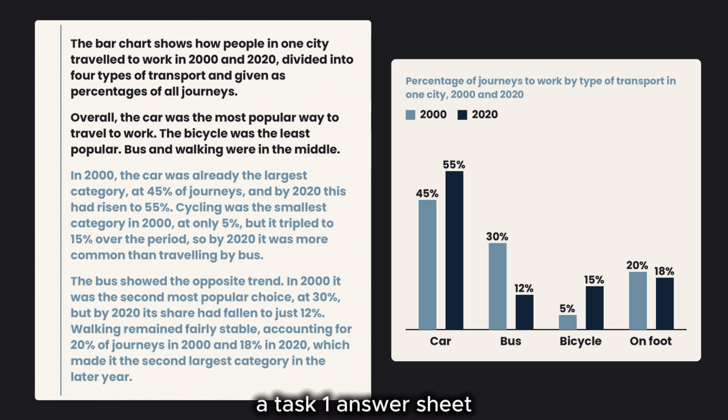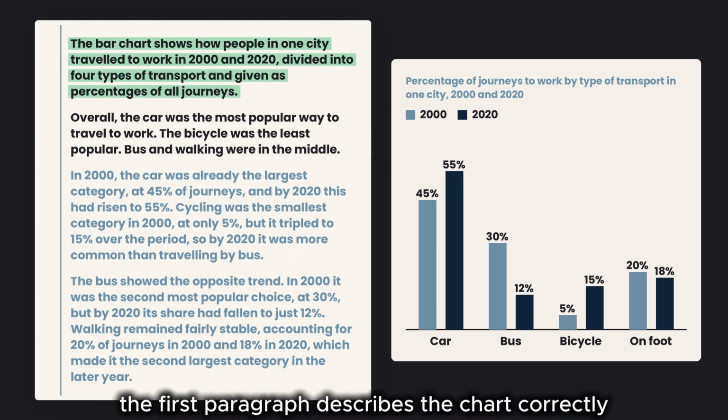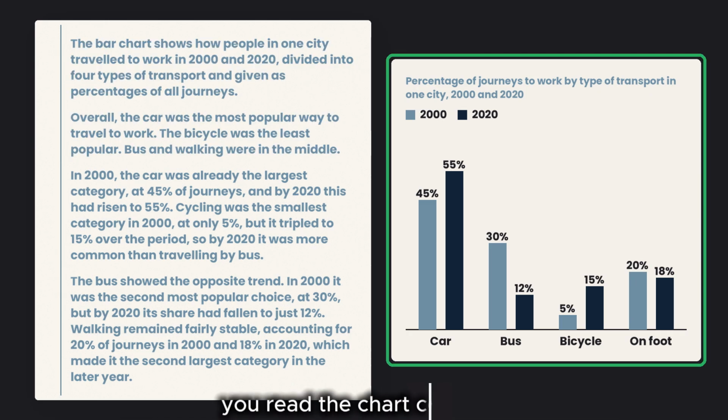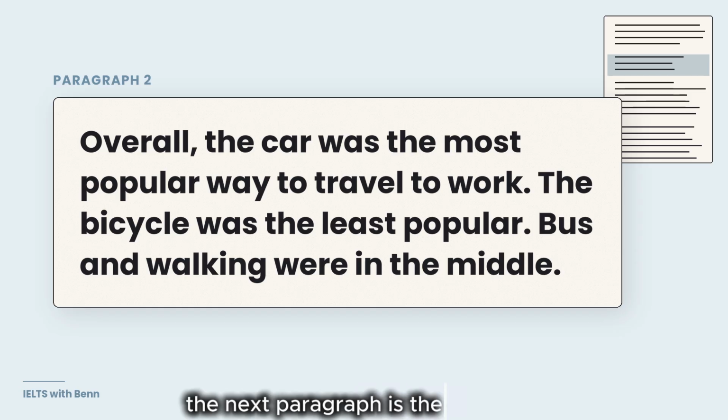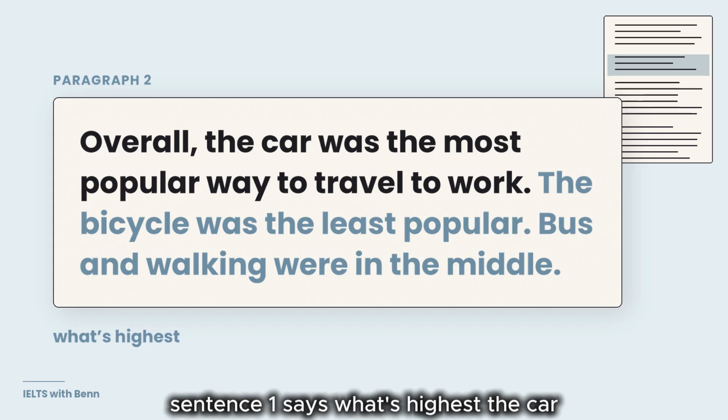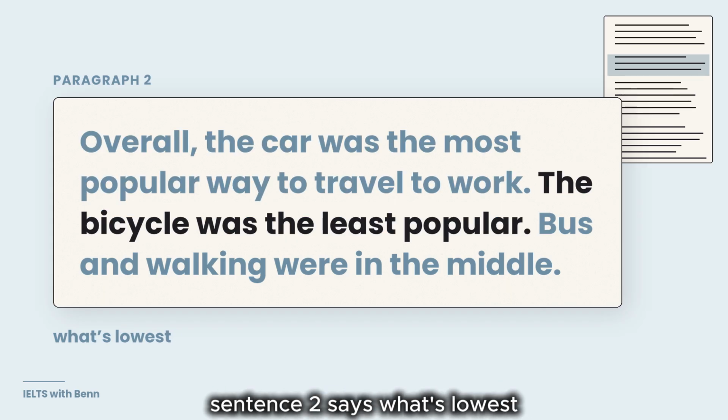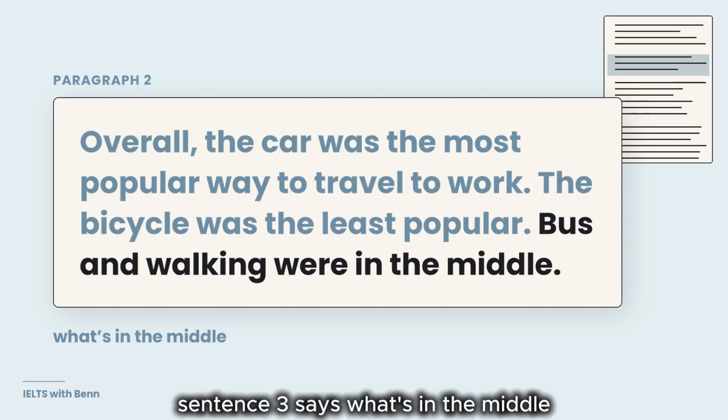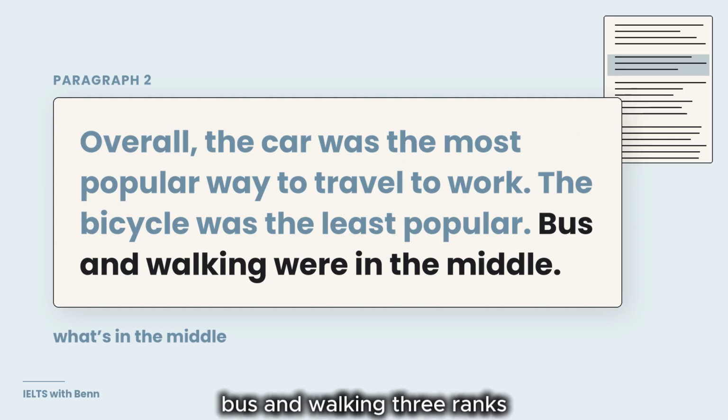Task 1 answer sheet. The first paragraph describes the chart correctly. You read the chart correctly. The next paragraph is the overview. Sentence 1 says, "What's highest?" The car. Sentence 2 says, "What's lowest?" The bicycle. Sentence 3 says, "What's in the middle?" Bus and walking. 3 ranks.